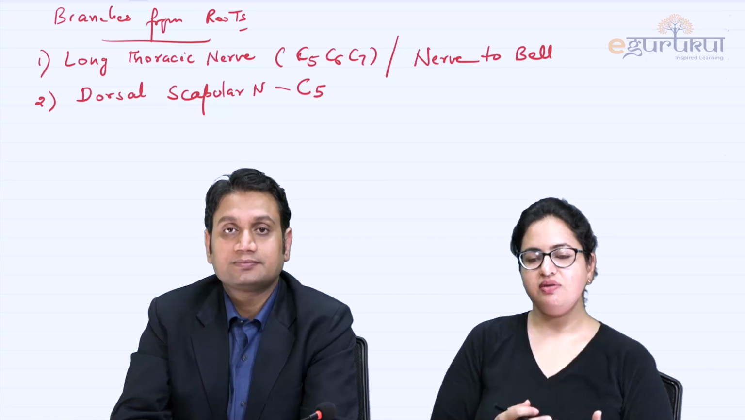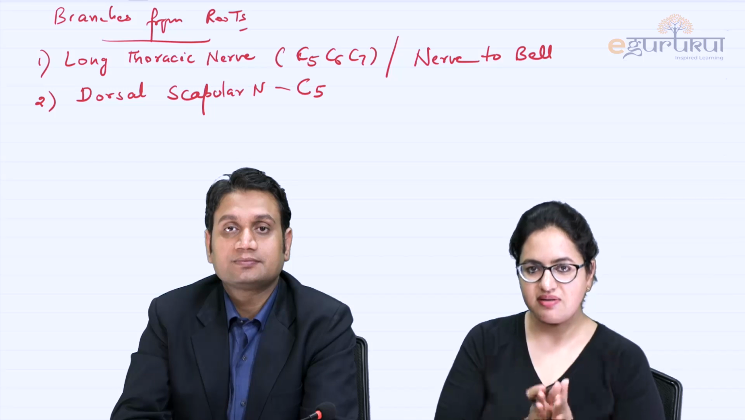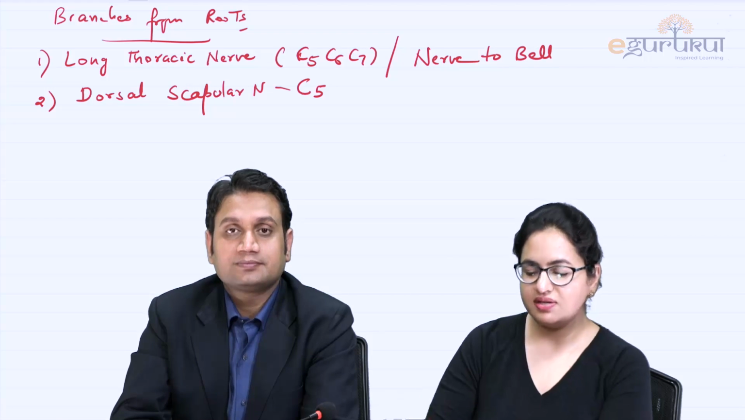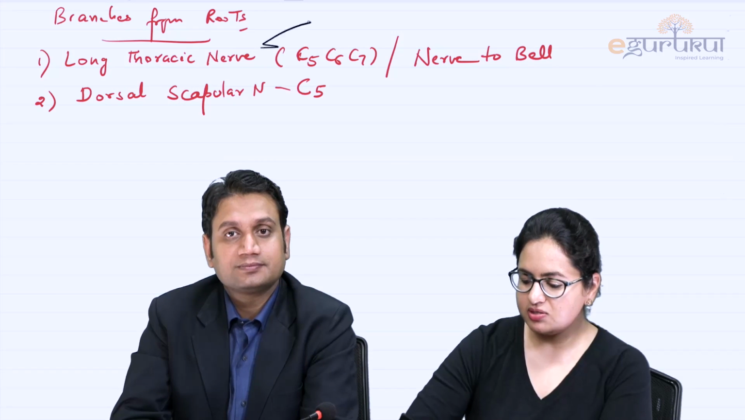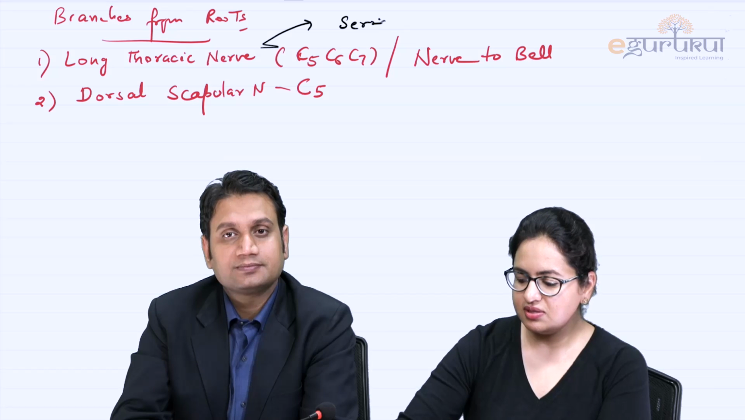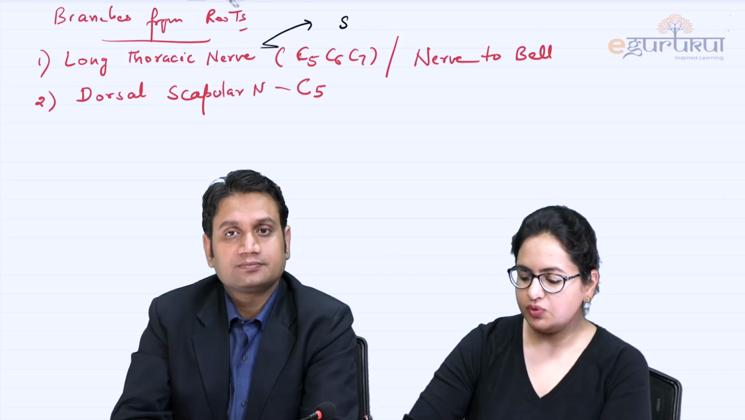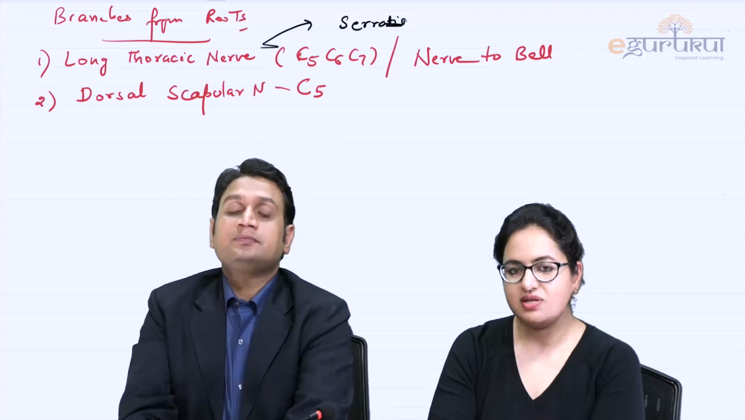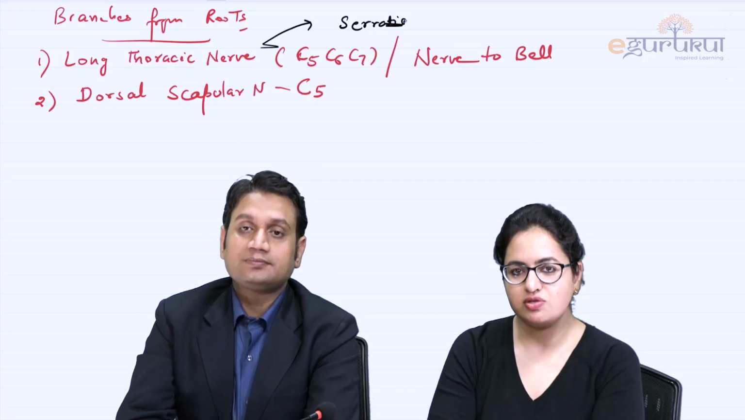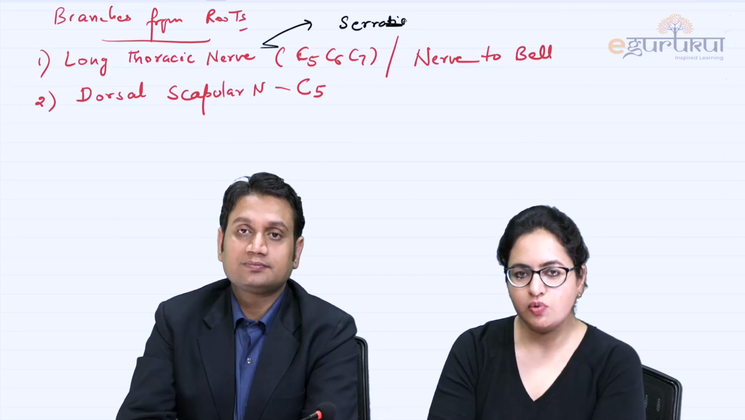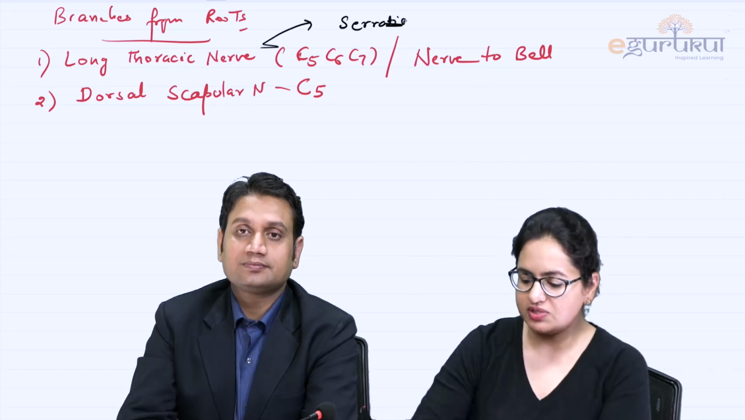Because the rhomboids major and minor are acting as the retractors of the scapula, and the serratus anterior, which is actually supplied by this long thoracic nerve, is the chief protractor of the scapula, that protraction action is lost. So completely we say that due to the loss of supply to the serratus anterior, there is loss of protraction, and there is unopposed retraction by the rhomboids muscle.